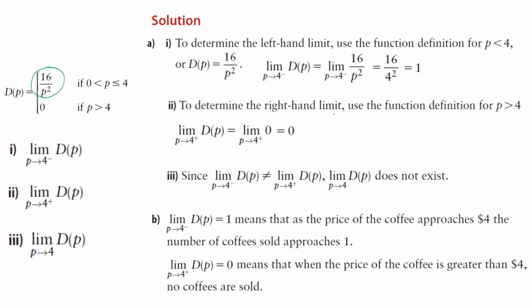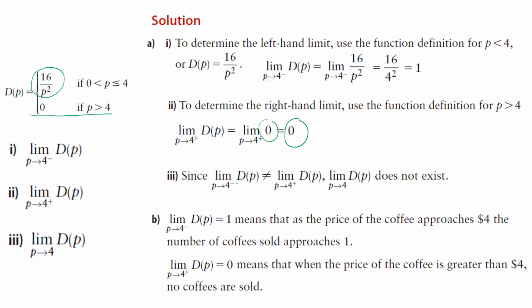Next, to determine the right-hand limit, we should use the function definition for p greater than 4, right? So the limit of D(p) as p approaches 4 from the right side means we should consider a value that is close to 4 and is greater than 4, right? Therefore, we should use the other expression, 0. So that means the limit of D(p) as p approaches 4 from the right side equals the limit of 0 as p approaches 4 from the right side. Of course, this is a constant number, then the limit of this constant number is 0.